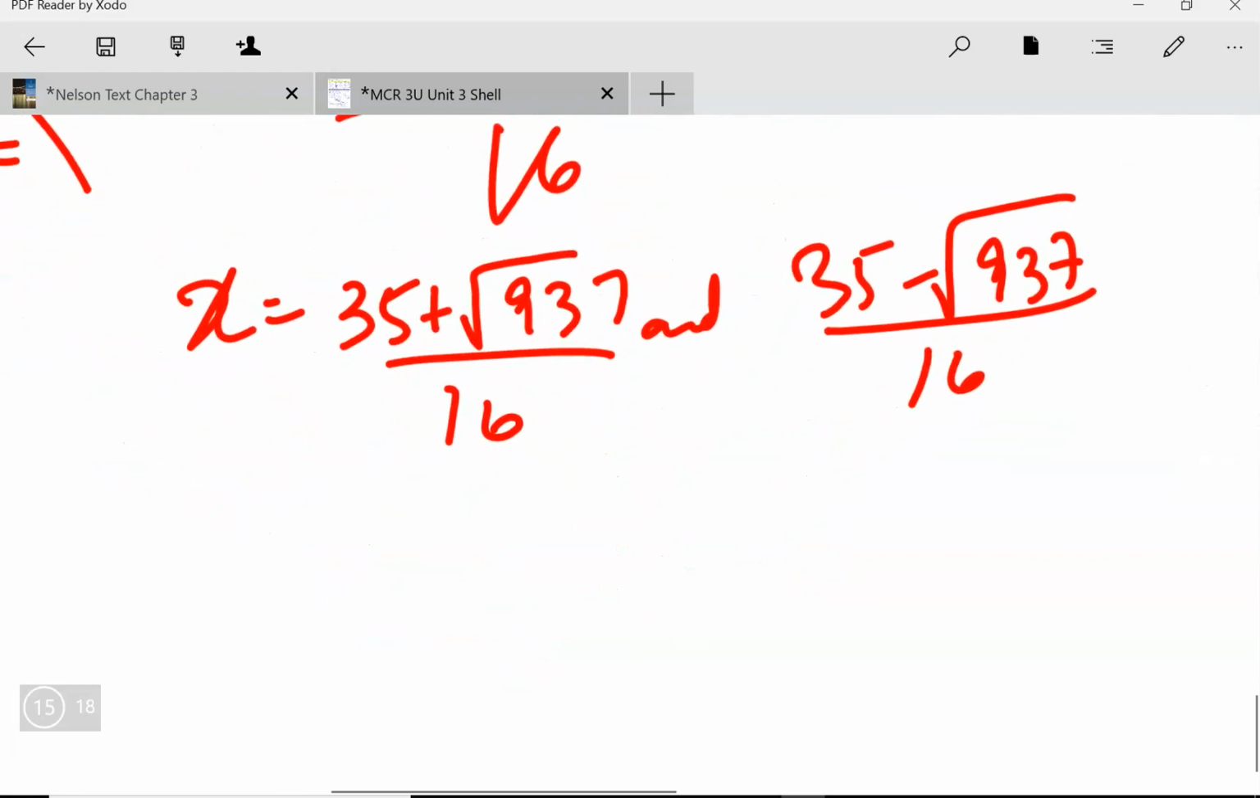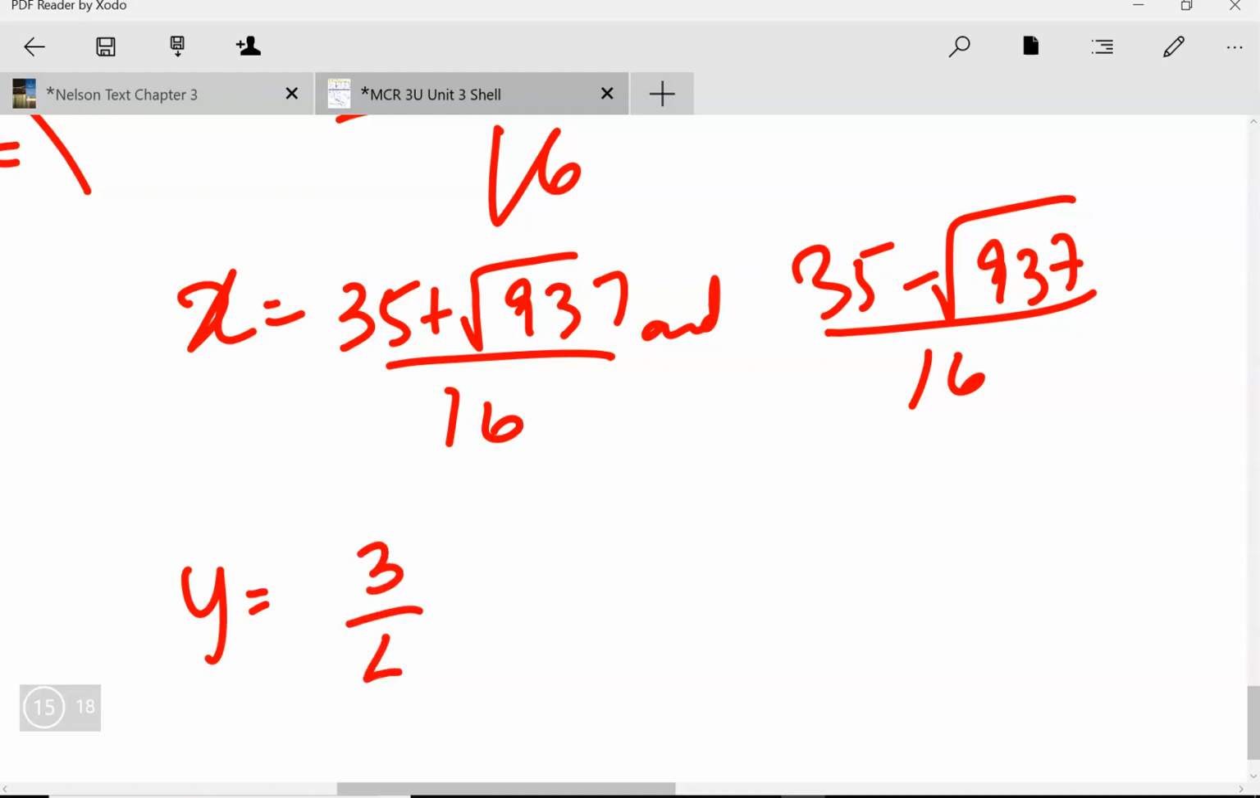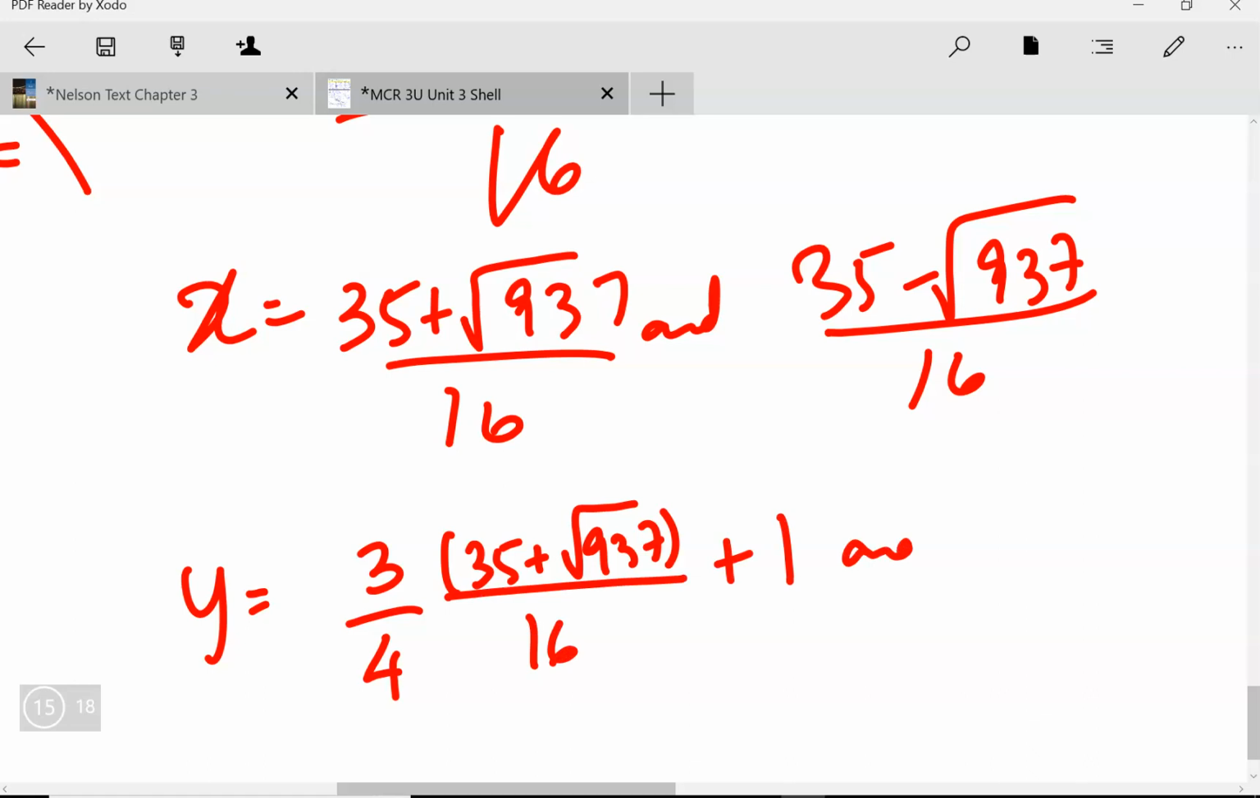So all I have to do, air quotes, all I have to do: y equals 3 over 4 times 35 plus root 937 over 16, minus 1. And for this x, it's the same thing, except with the minus.